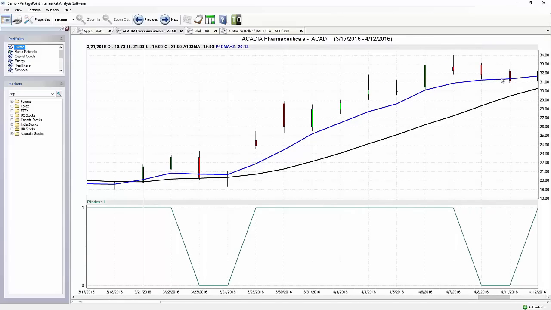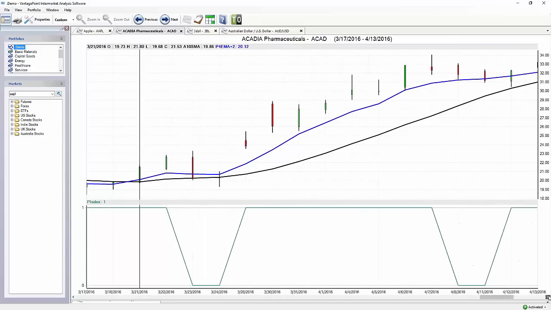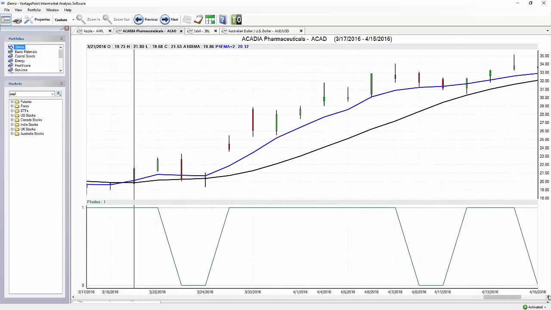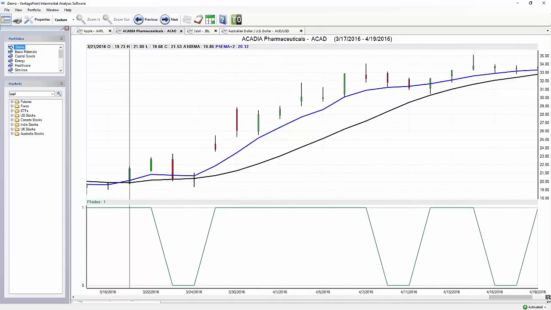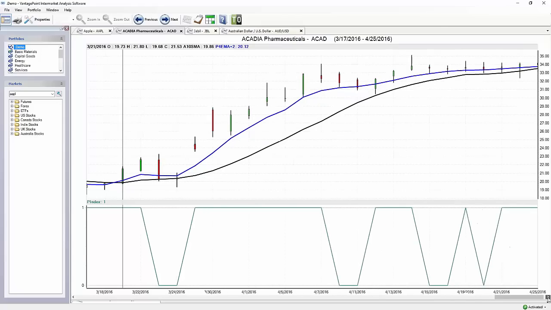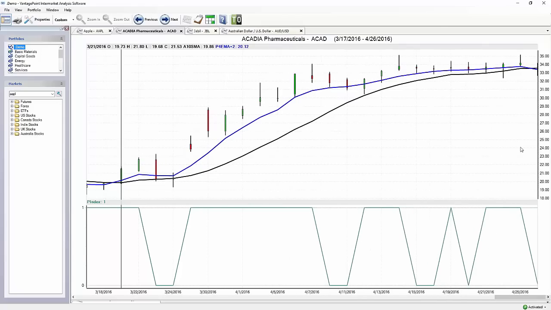Here, a little bit of a decline in the market, but direction still forecasted higher. Market moves up to 35. Some short-term weakness coming in, but blue line still above your black line. Narrowing, narrowing, narrowing. And here we go.